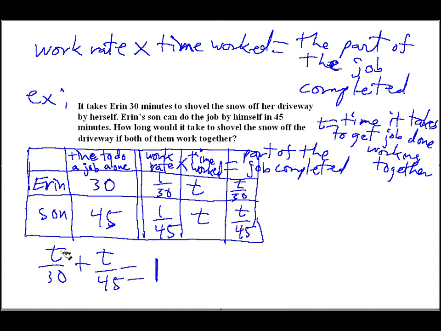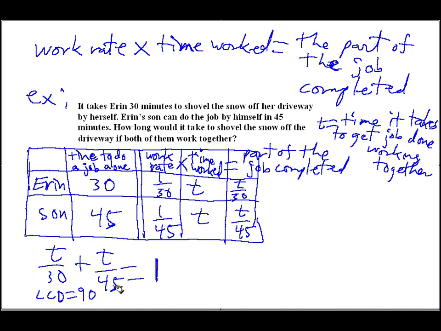Again, the part completed by Erin plus the part completed by the son, T over 45, is equal to one entire job. Can we see that? So there you have it. That's the equation we come up with for this type of problem. Let's go and solve it then. What is the LCD of 30 and 45? Let's think about this for a second. Hopefully we see the LCD is going to be 90.